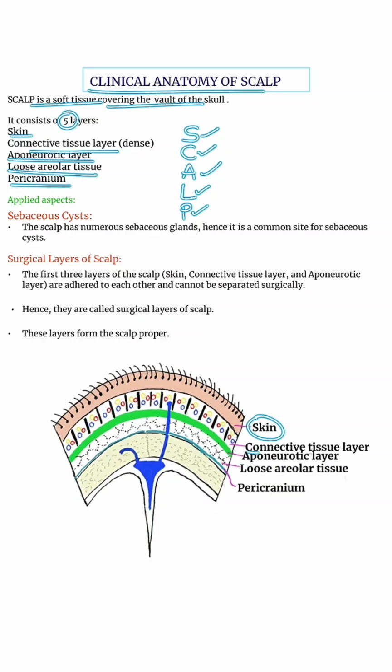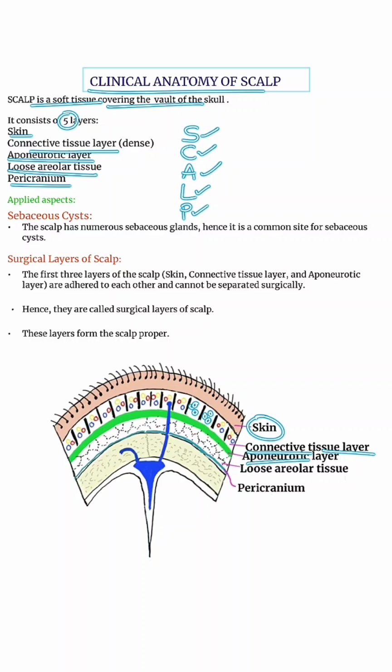The second layer is connective tissue layer. It is made of dense connective tissue. The blood vessels and nerves of the scalp lie in this layer.